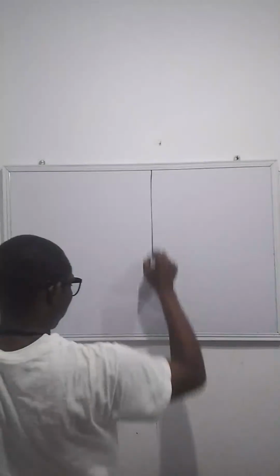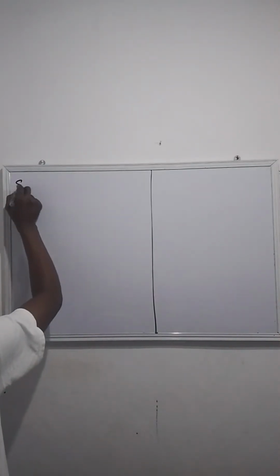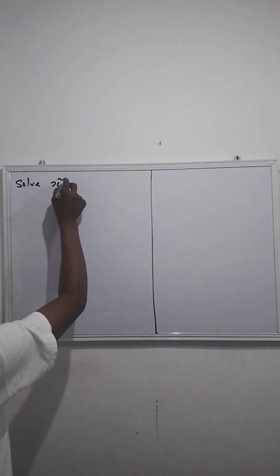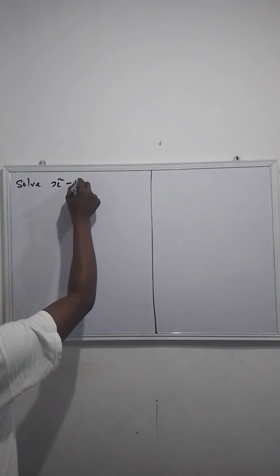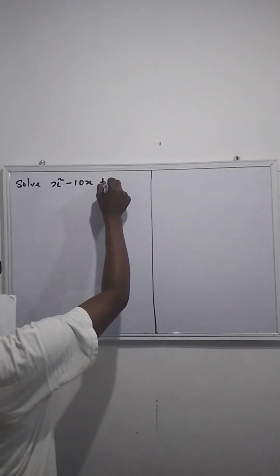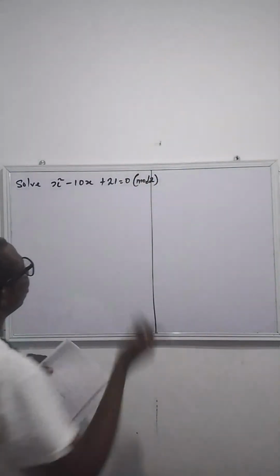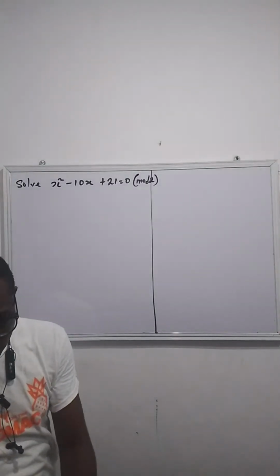Now let me bring this one up and let's see how we can go through this. It is a question we've solved before: x squared minus 10x plus 21 equals 0 mod 2. So look at this question. How do we solve this?